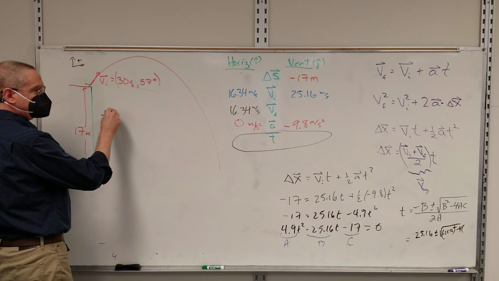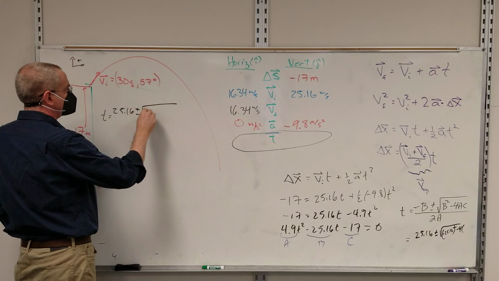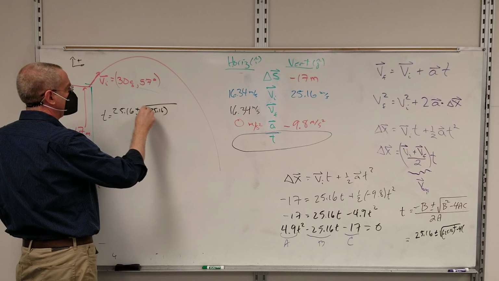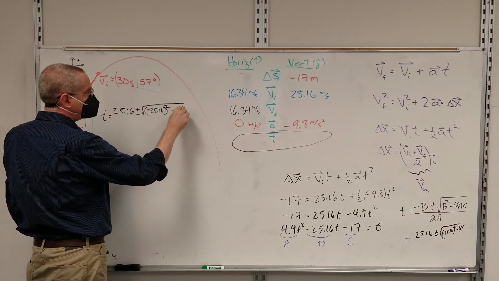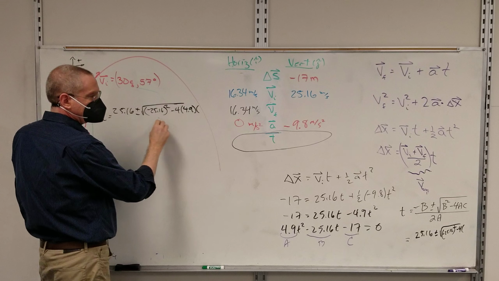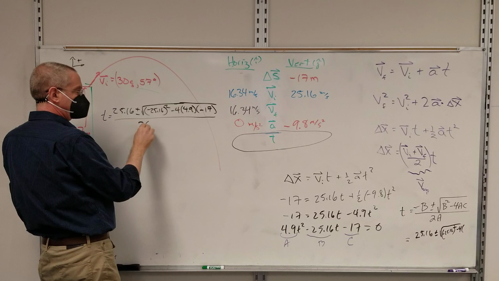So time is plus or minus the square root of squared minus 4 times A times C, all over 2 times 4.9.